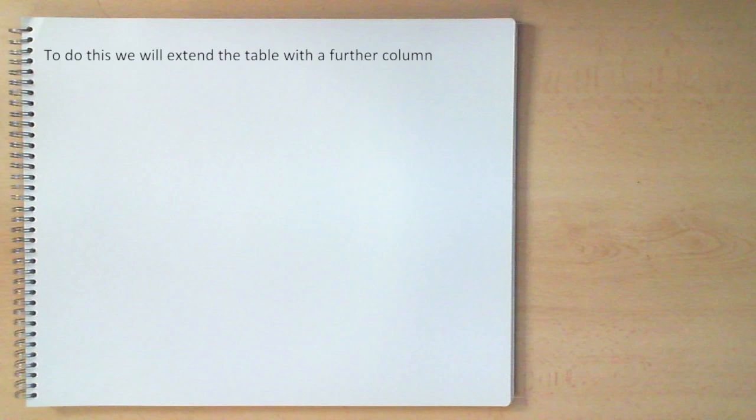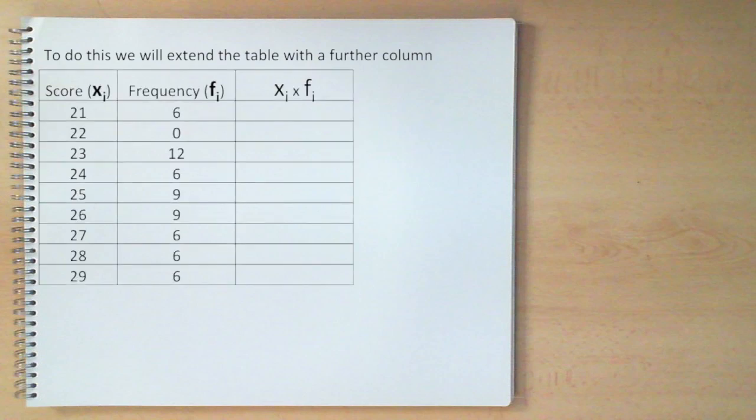So what we're going to do is extend our table with a further column to help us. We're going to put in that xi times fi column. And so we're going to do that. 6 times 21 is equal to 126. 0 times 22 is 0, obviously. 12 times 23 is 276, and so on down the table.